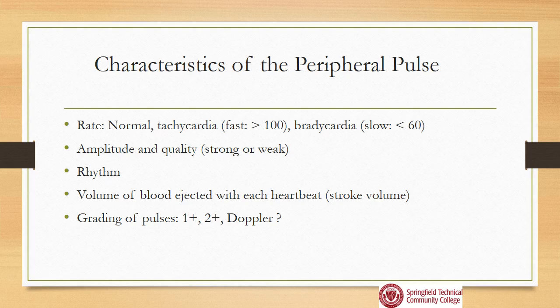The stroke volume is the volume of blood ejected with each heartbeat. And when you're talking about pulses, usually they're graded 1 to 2 plus. And if you cannot find a patient's pulse using palpation, you can also use a Doppler device, which is a small handheld ultrasound device. And using some ultrasound gel, you place the probe over the area where you should be able to palpate the artery, and you can hear it using the Doppler machine.